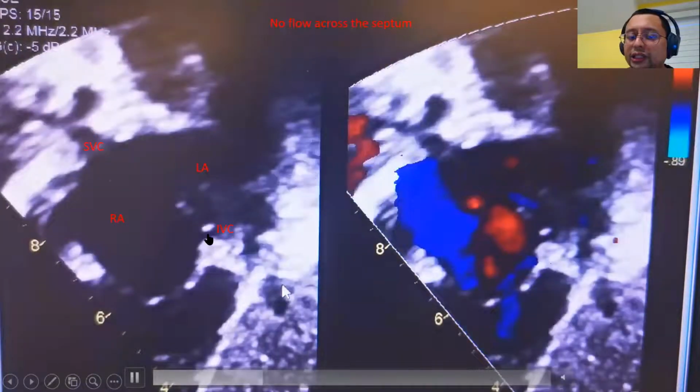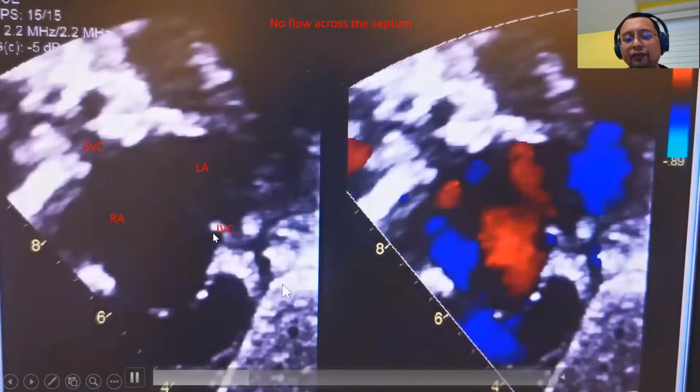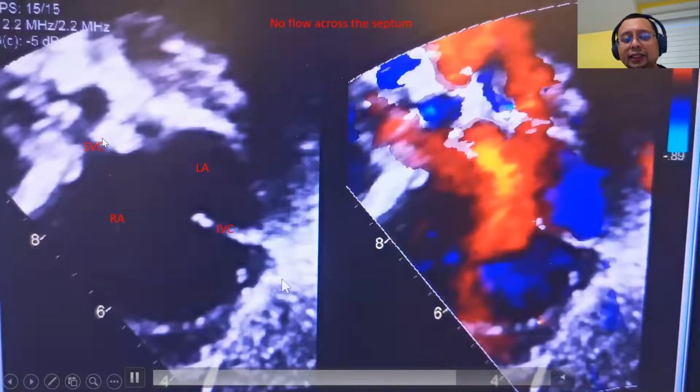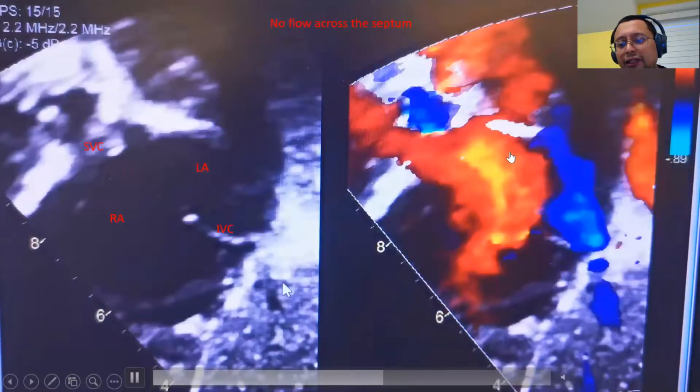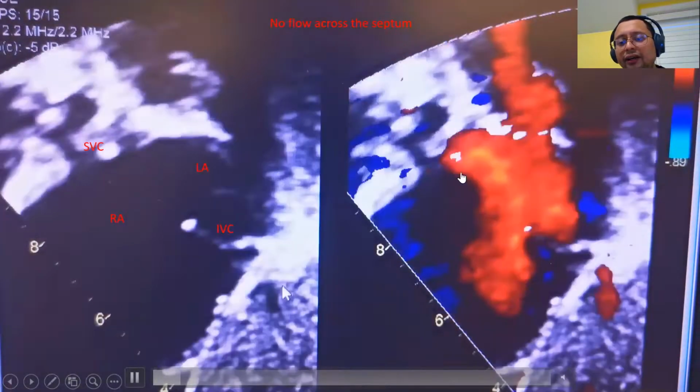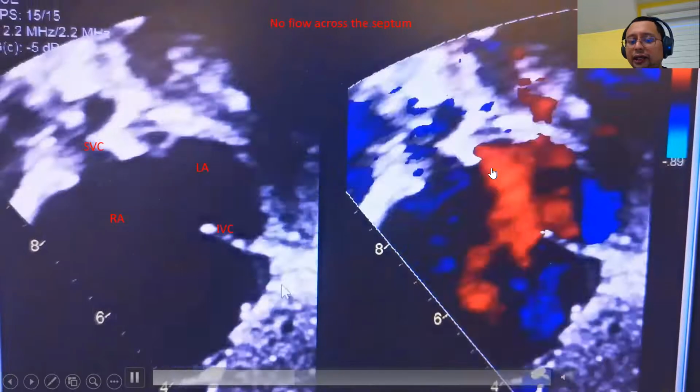The eustachian valve is actually quite immobile, usually quite tense. You see that? It's not very mobile. So IVC, SVC, LA, and RA. We try to see whether there is any shunt going from the LA through the RA across the border, but we can't really see any shunt between the LA and the right atrium.